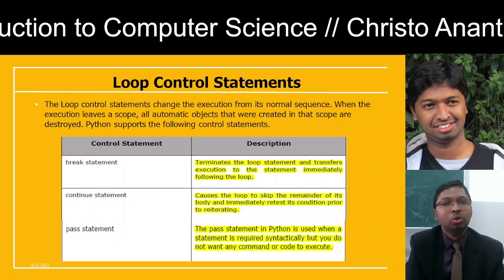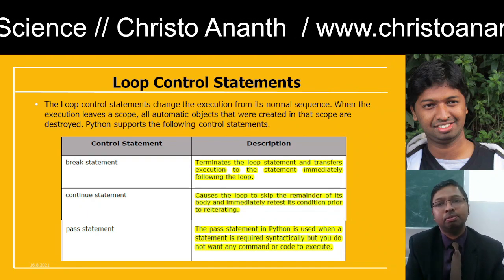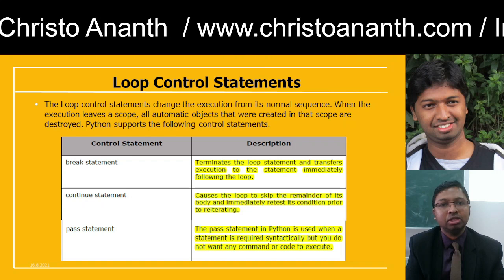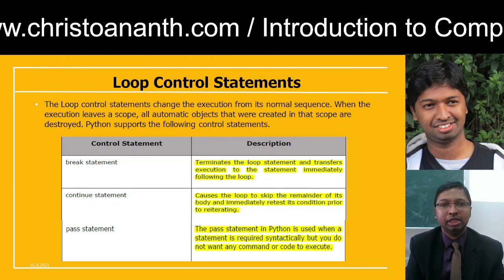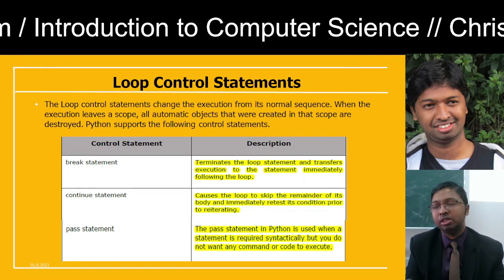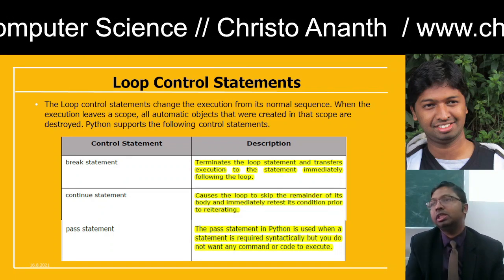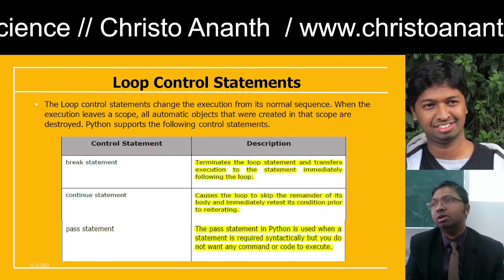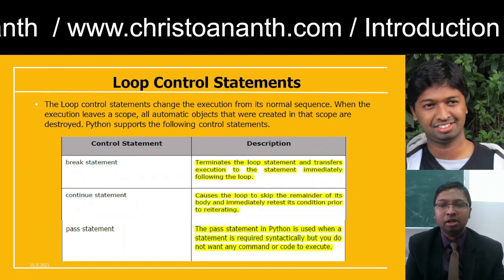This is the loop control statement. It is going to change the execution from its normal sequence. When the execution leaves a scope, all the automatic objects that were created in that scope are destroyed, and Python supports the following control statements. Here you have the break statement, which terminates the loop statement and transfers the execution to the statement immediately following the loop.